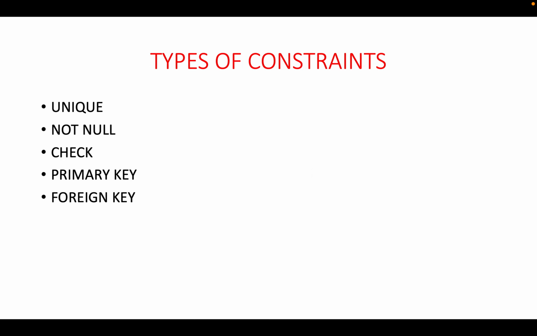Next, the types of constraints in SQL: unique, not null, check, primary key, and foreign key. These are the constraints we use in SQL. Most of these constraints we can understand from their names also: unique, not null, check. Keep this point in your mind.